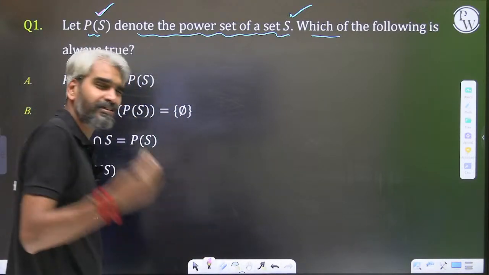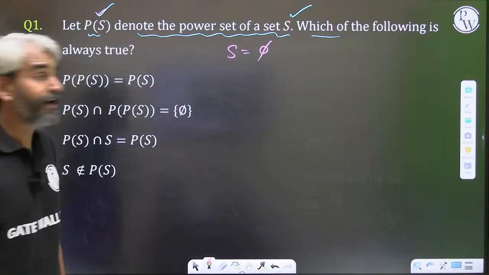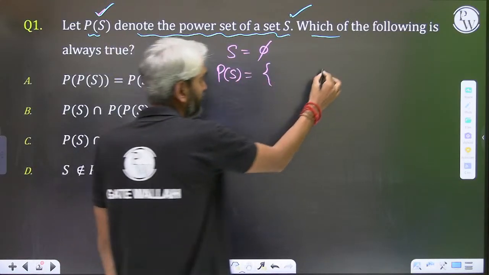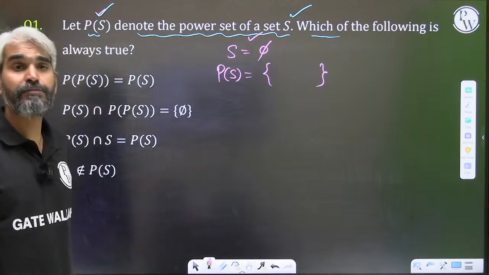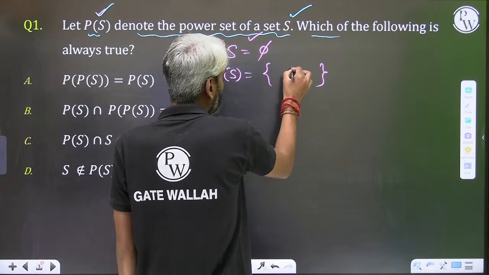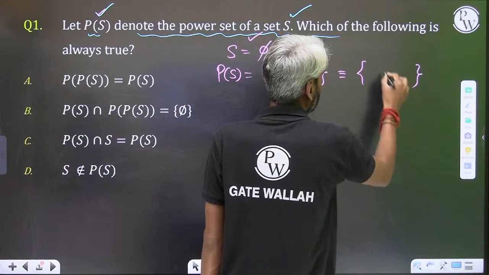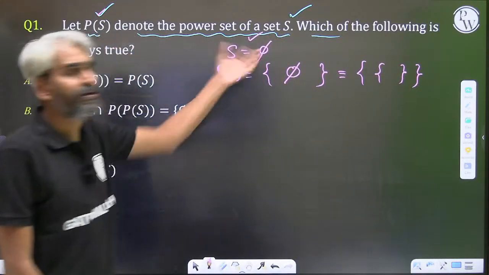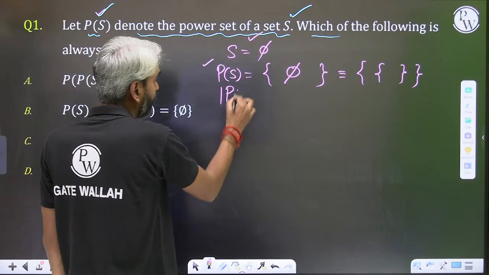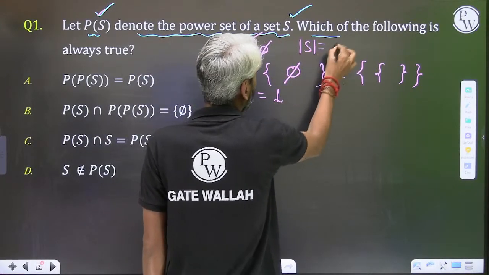Let's take the simplest example. Let's assume that S is phi. Then what will be the power set of S? Yesterday we discussed that the power set of S is a set containing the subsets of set S. But if the set itself is an empty set, then the only subset of an empty set is phi itself. So either you can represent it like this, or you can represent it as a set whose element is an empty set, because there is only one subset of phi. So this is the power set of S. What is the cardinality of the power set of S? It is 1. What is the cardinality of S? The cardinality of S is 0.